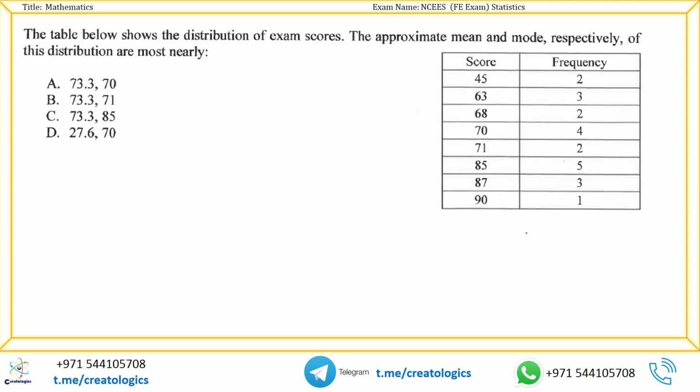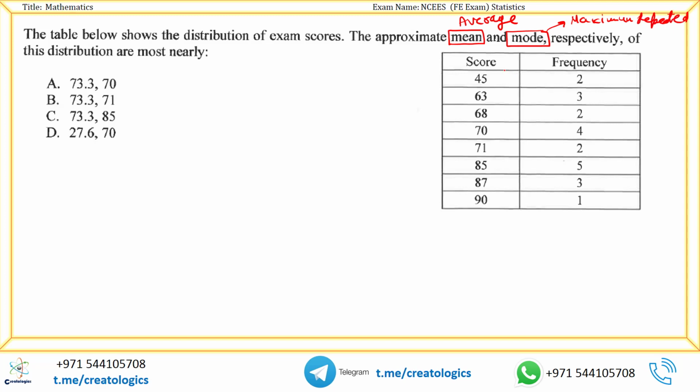I hope you are getting this, how to calculate the mean for the discrete function or the frequency distribution table. Again, we have a frequency distribution table, and the approximate mean and the mode of this distribution are most nearly equal to what? Mean is the average value. Mode is that score which is repeated most of the time, maximum times repeated.